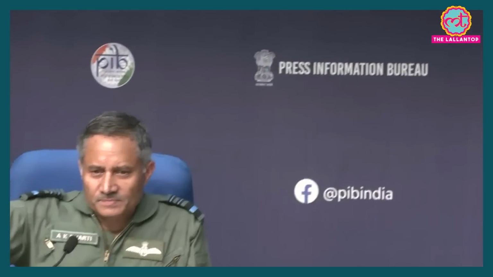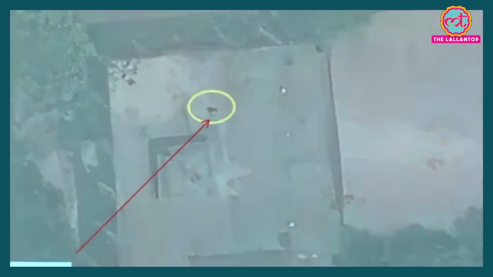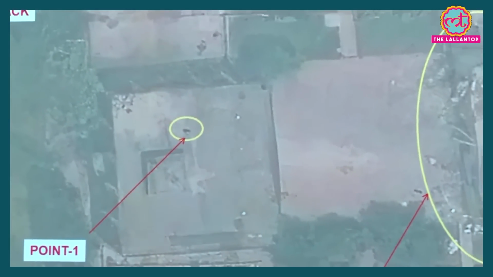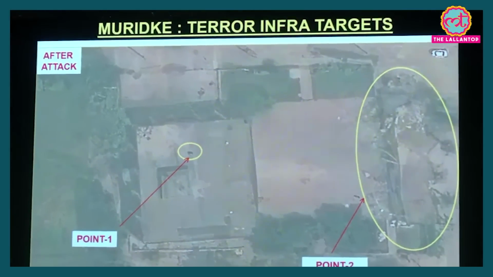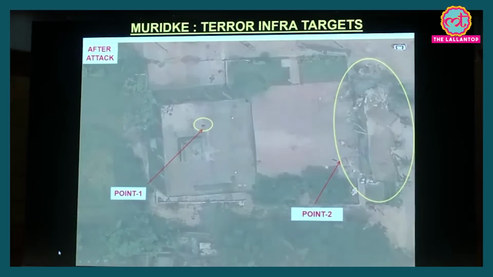Now we go to the next target, which is the Bahawalpur training camp. Next slide, please. Okay, just wait. So the effect, if you see, the impact point, if I can point out, this is the impact point. The ammunition has gone through the roof and it has created a blast inside, the photographs of which all of you would have seen.